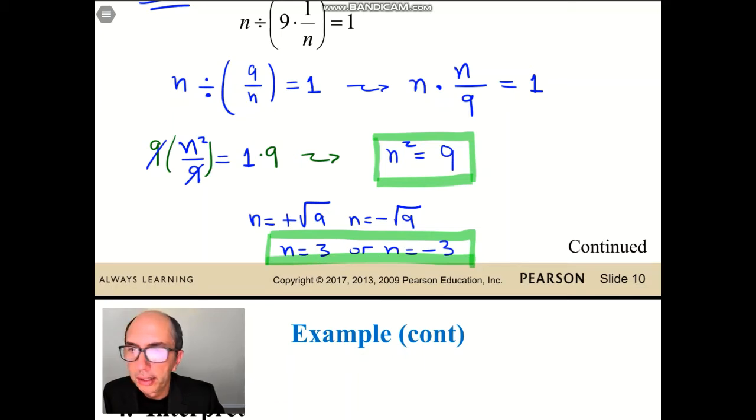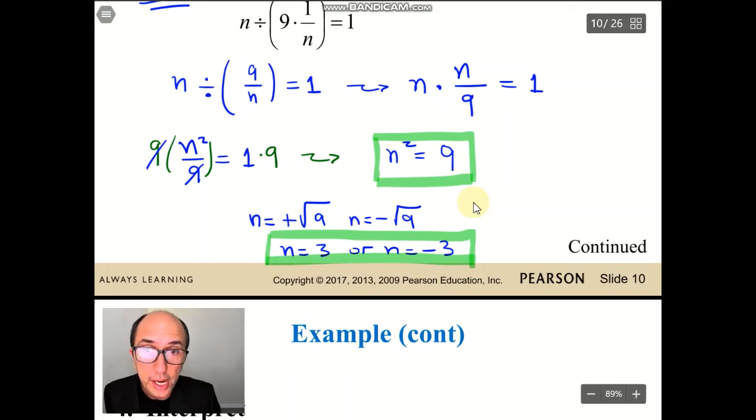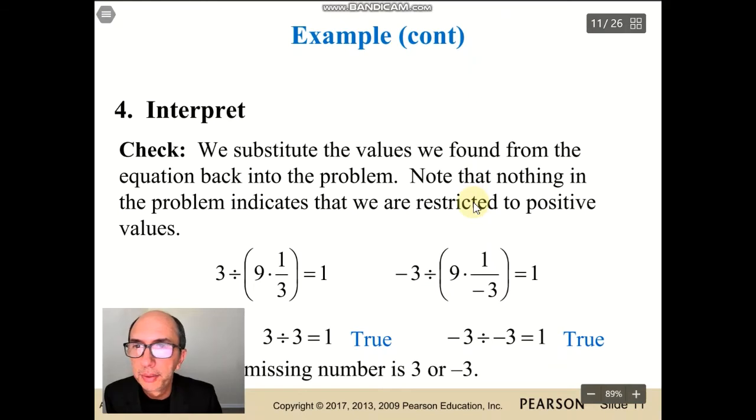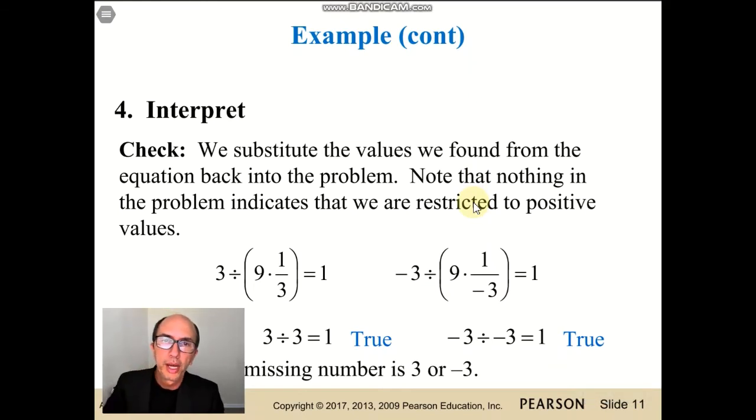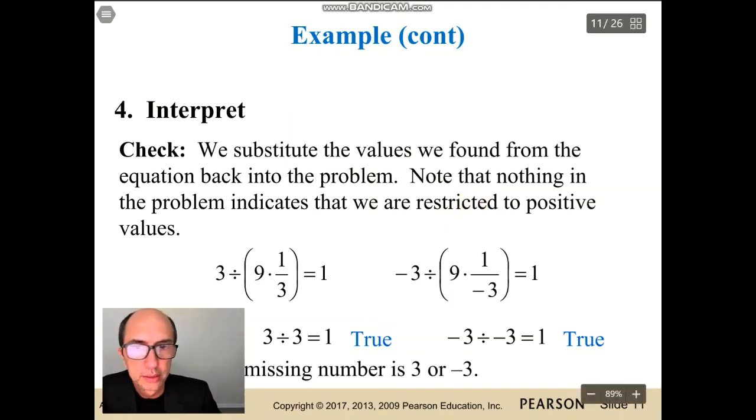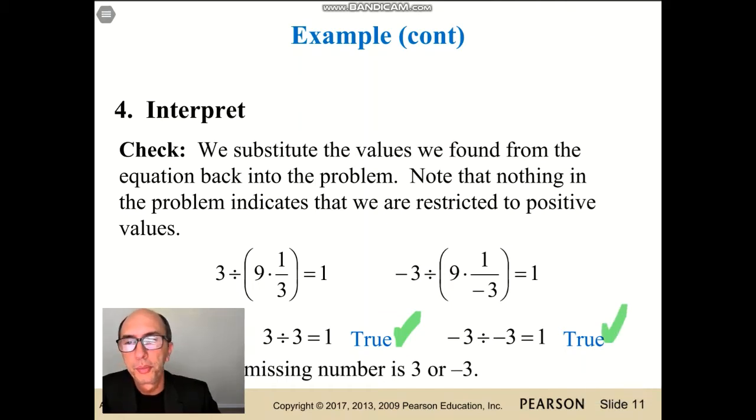Finally, one step that we cannot forget is to check. Plug in the numbers that you found as solutions for the equation, and substitute them in the original equation back into the problem. If you find true statements, that means you can confirm the numbers are the solution for the problem.